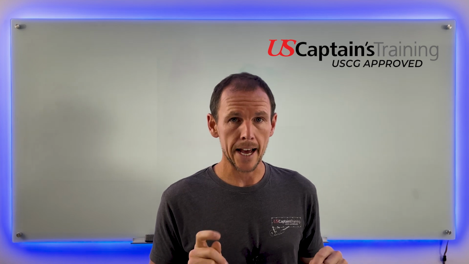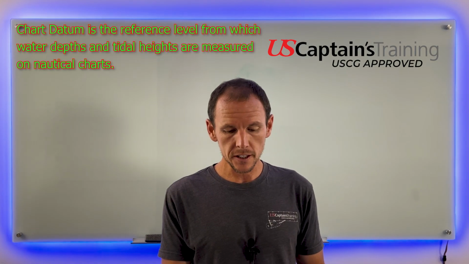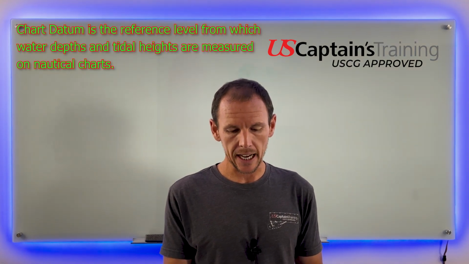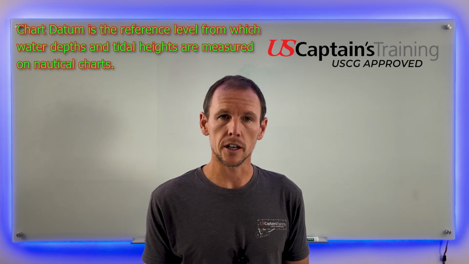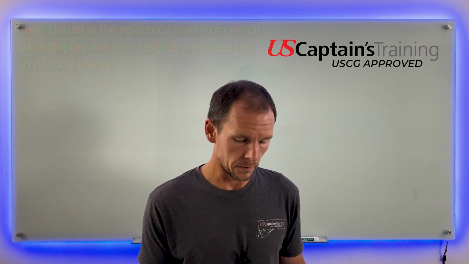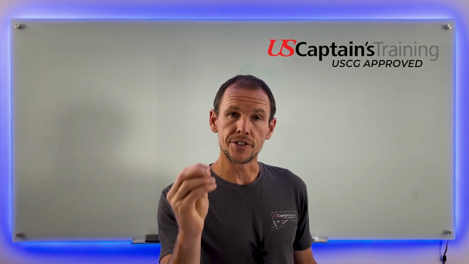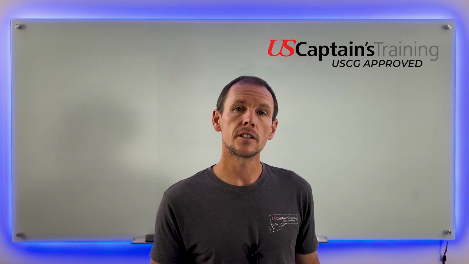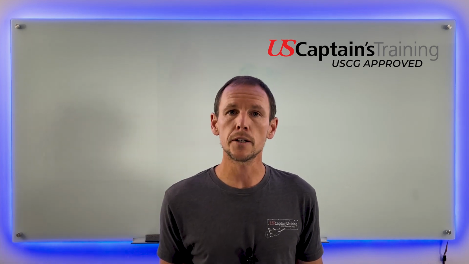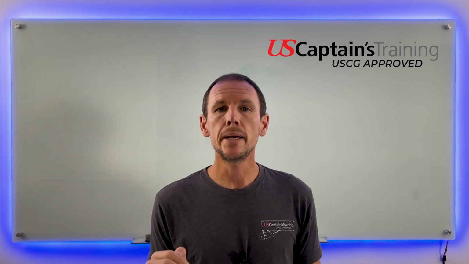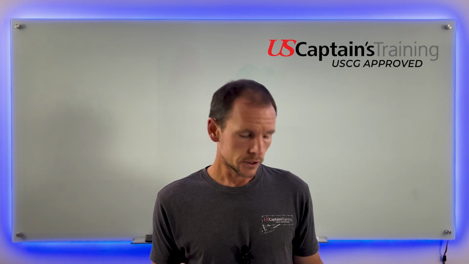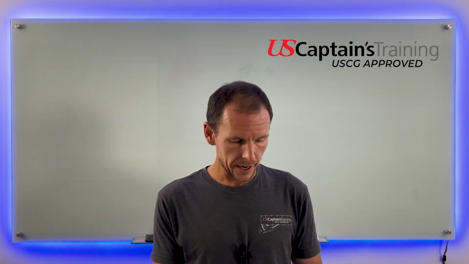One is the datum. Chart datum is the reference level from which depths and tidal heights are measured on nautical charts. That's a definition right from NOAA. There's a datum for the depth, the sounding depths of charts, that gives mariners a little bit of wiggle room. That's called mean lower low water. So let me read it right out of here.